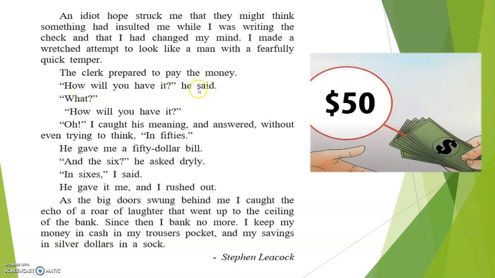How will you have it? he said. Now the clerk is asking, how will you have it means, when they give you the money in the bank, they'll ask you, okay, suppose you're withdrawing 5,000, do you want it in 50 notes or in 100 notes or 1,000 notes? So how will you have it? he asked. What? Now the author did not understand. So how will you have it? Okay, the clerk again says, how will you have it?